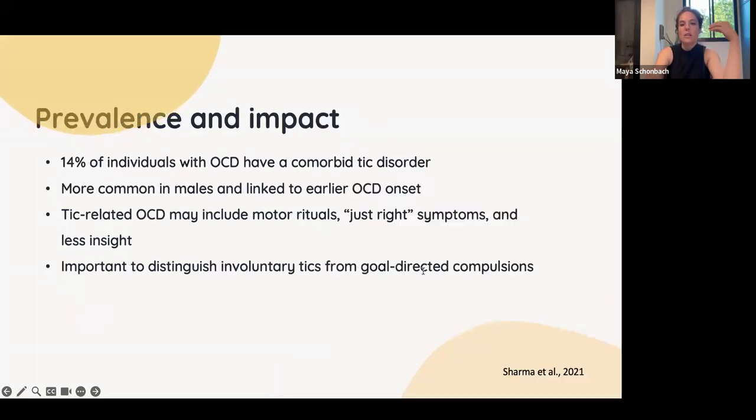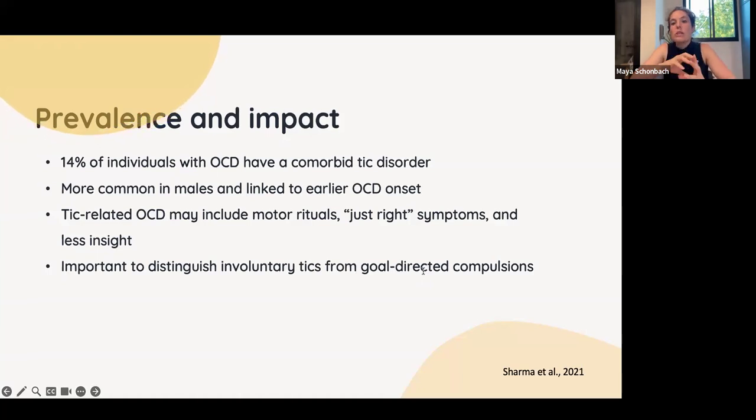So again, looking at the large scale review, we saw that about 14% of people with OCD also meet the criteria for a comorbid tic disorder. It's more common in males and in early onset OCD. And tic-related OCD does have some unique features. So it typically includes more motor rituals, a strong element of just right sensation. So the need maybe for balance or for something to feel just right in a certain way. And also often lower levels of insight into the logic and the reasoning behind doing these specific behaviors.